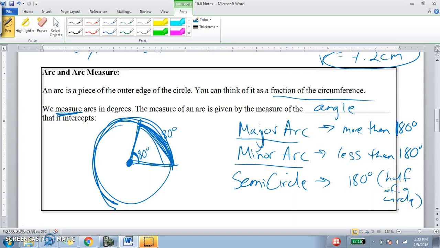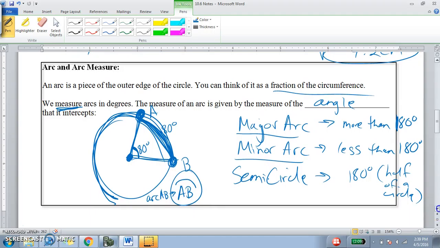Also, when we name an arc, we name the two points where the arc starts and ends. For example, we could call this A and this B. We notate it by using a little curved line on top of those two letters. So this would be called arc AB. We use this little curve on top of the letters to show that we're talking about an arc and not a line segment or something else.